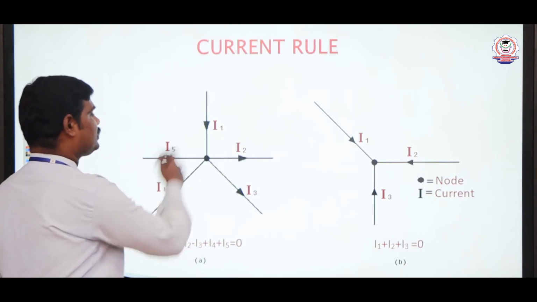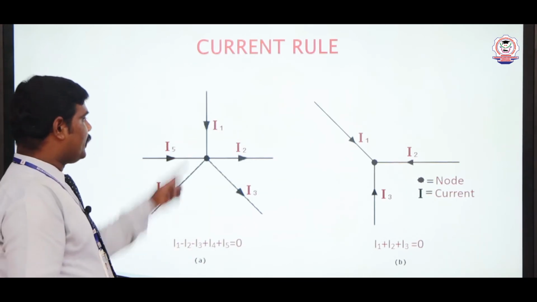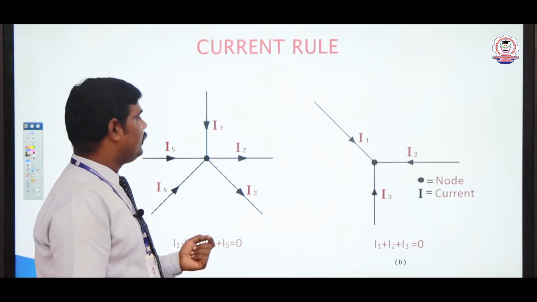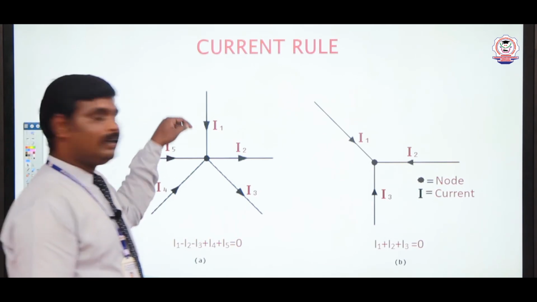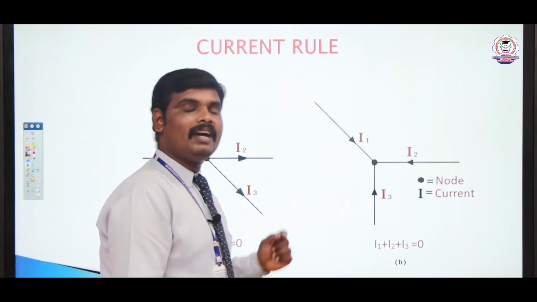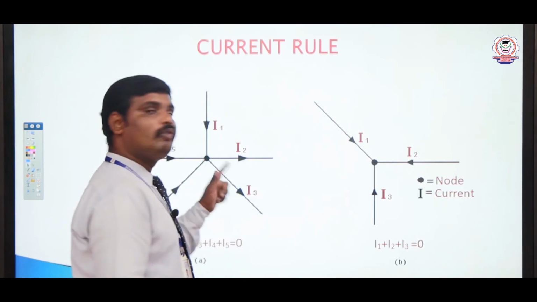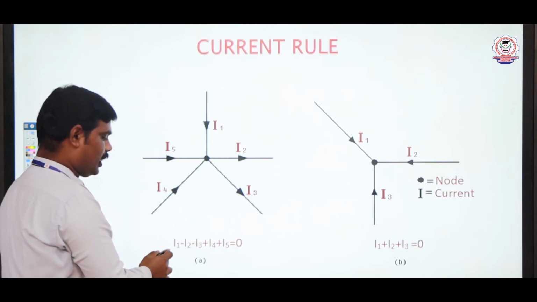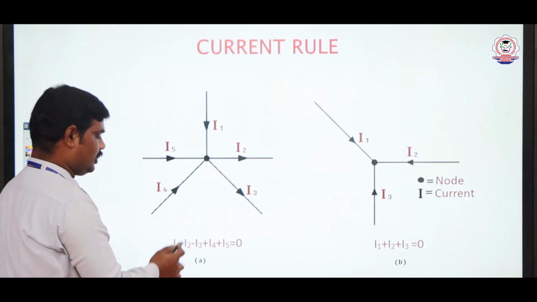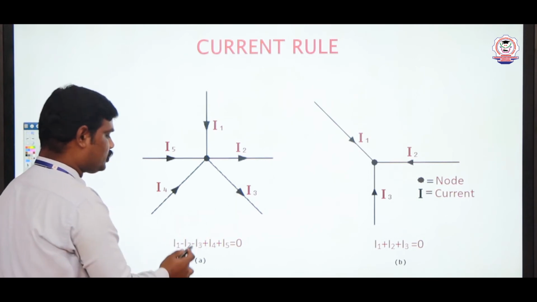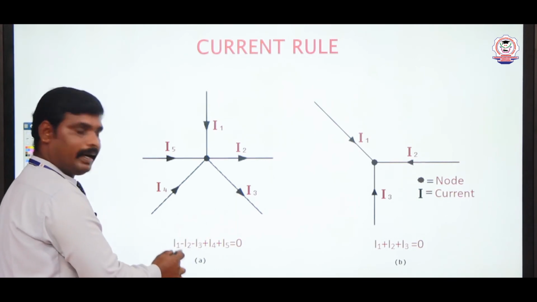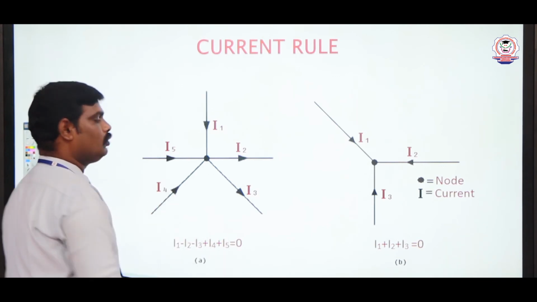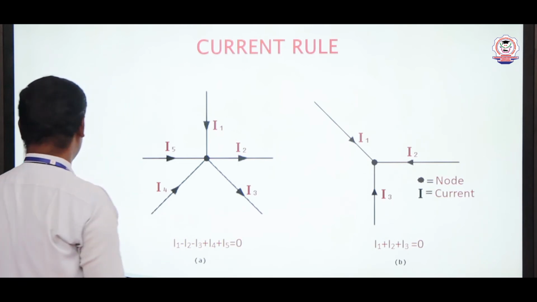So, by using this circuit we can write the formula I1 minus I2. Why are we taking minus? See, if the electric current is entering, we have to take positive; if electric current is leaving the junction, we have to take negative, right. So, I1 is entering, so positive, and I2 is leaving this junction, negative. Next I3 also leaving, so that is why I1 minus I2 minus I3 plus I4 plus I5 is equal to 0.